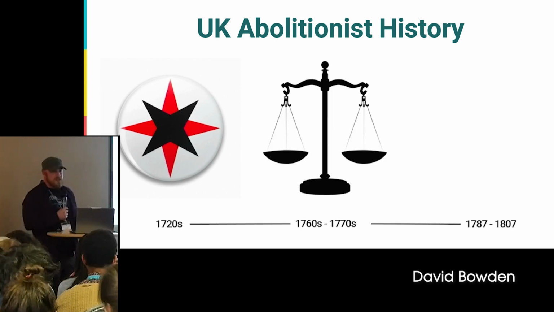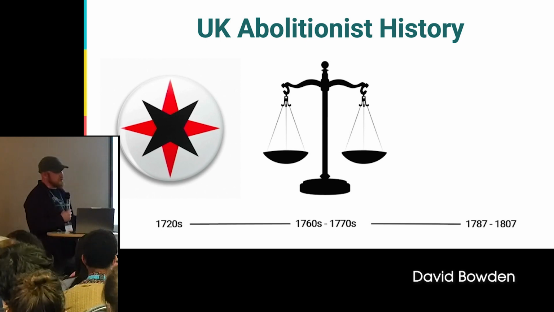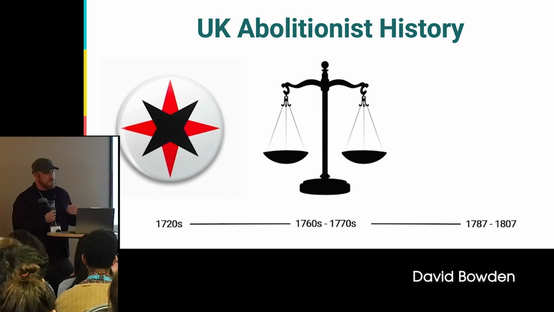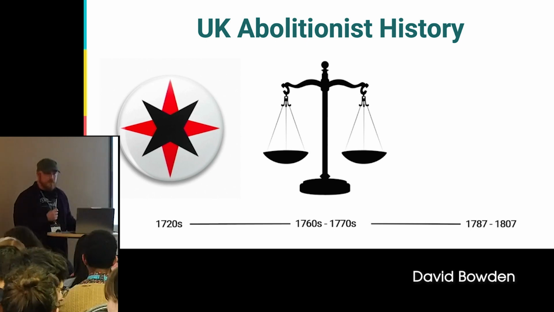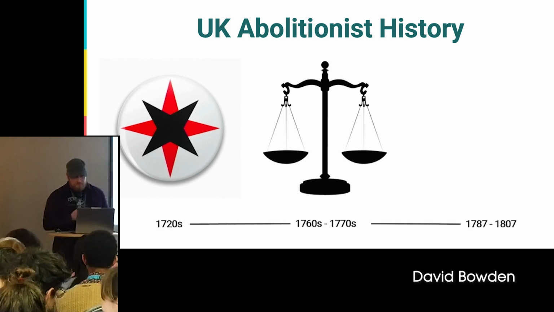In the 1760s and 1770s, you began to see freedom suits. This is where slaves would sue for their freedom with the help of abolitionist lawyers, most notably James Somerset. That set the precedent in England that once you're on British soil, you can't be a slave. It didn't actually stop slavery, it just set a legal precedent. So that was an important milestone.